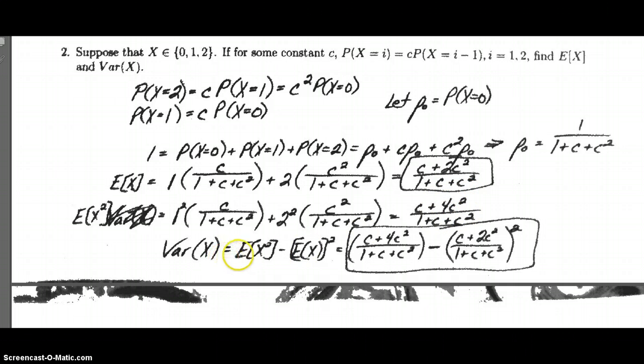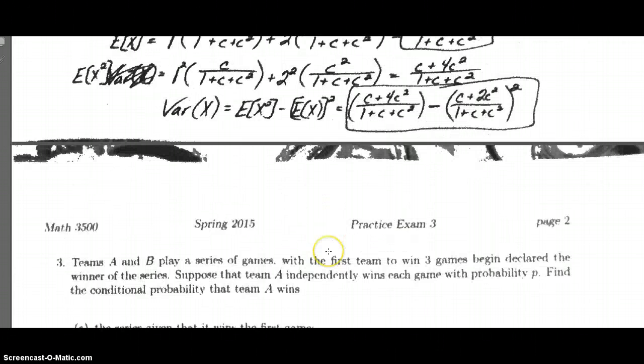The variance then is just E of x squared minus the mean squared, and we get that. It'd be pretty messy to write out, so we just leave it like that.